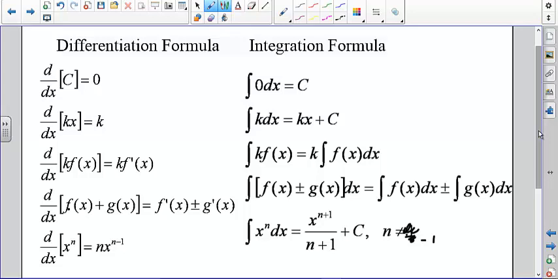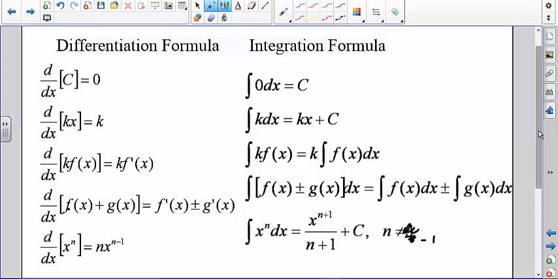Yes? I see that it says for n does not equal -1. Yes, that is a special case. It's kind of like with the x to the n, when you take the derivative, it didn't work for n equals 0. So this formula doesn't work for -1, and that special case we'll find out later is the natural log. It works for every value of n except for -1, and we will deal with that in chapter 5.